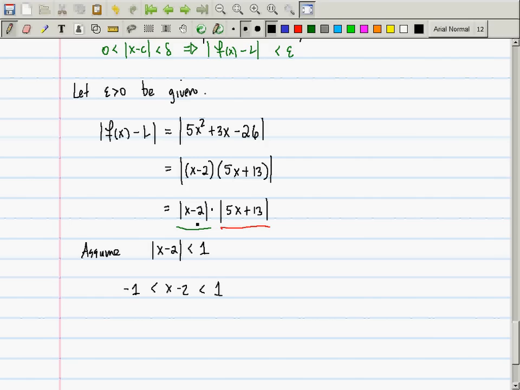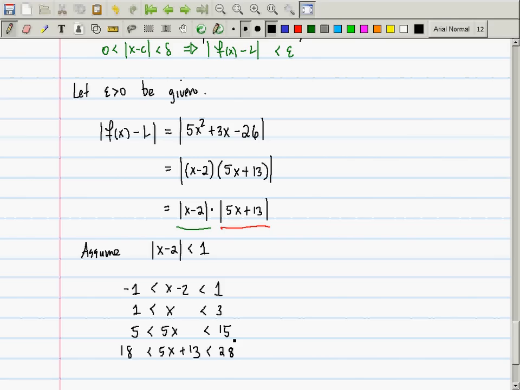And what I want to do now is turn the expression x minus 2 into the expression 5x plus 13. So the first thing I'm going to do is add 2 and say that 1 is less than x is less than 3. Now I have x, but I want 5x, so I'll multiply by 5 and say that 5 is less than 5x is less than 15. So I have 5x now, but I want 5x plus 13, so I'll add 13 and say that 18 is less than 5x plus 13 is less than 28. Okay, so does everybody see how I got here?